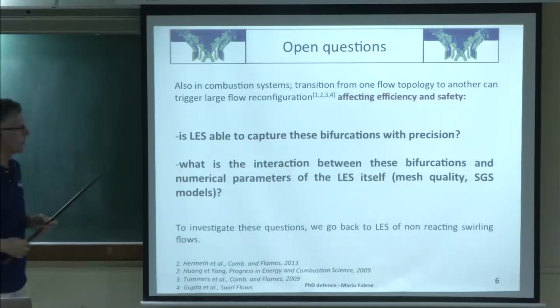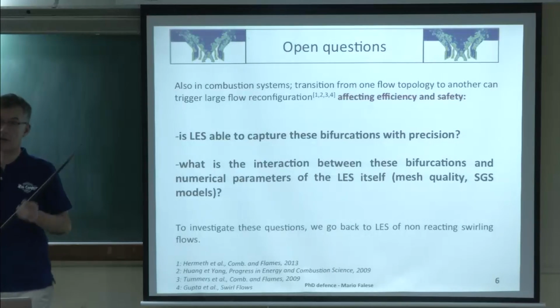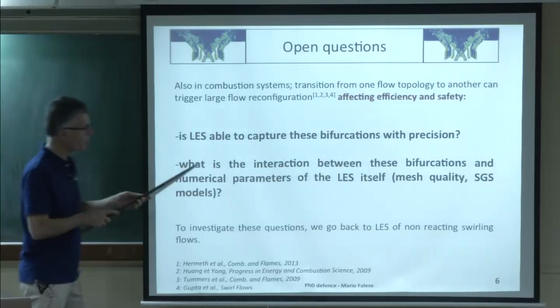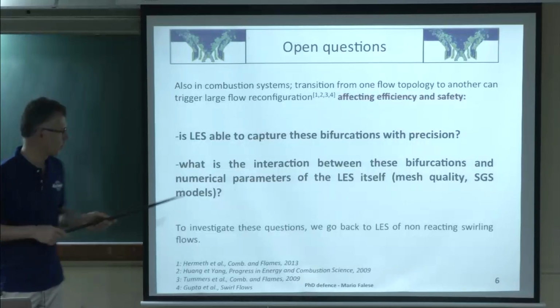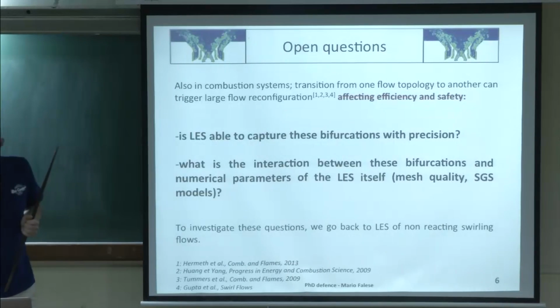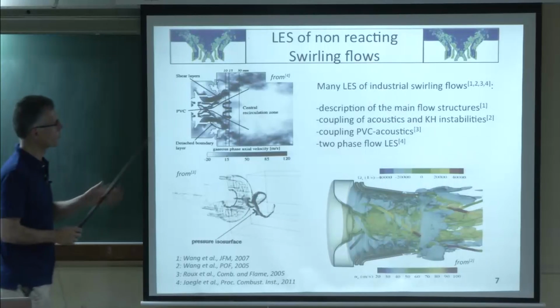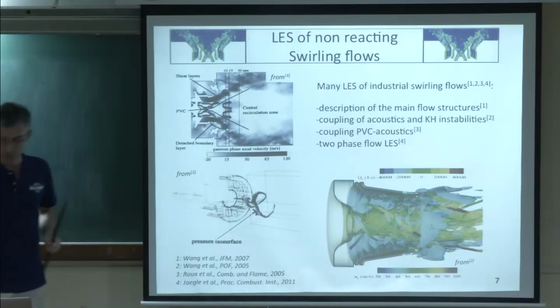Now, the issue here was to know, is LES able to capture these bifurcations, or are we going to see it in LES? And if it happens, which quality do we need in our solver in order to characterize that? So we're going to look at a special swirler, but what I'm going to say would be valid in any of these swirl flows.